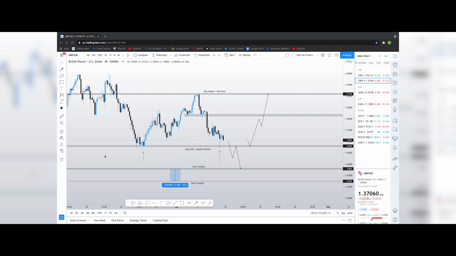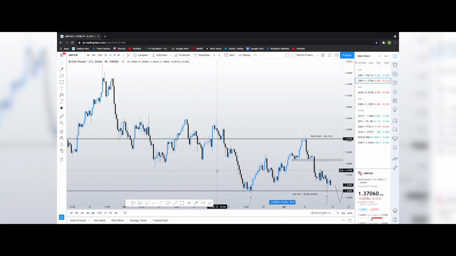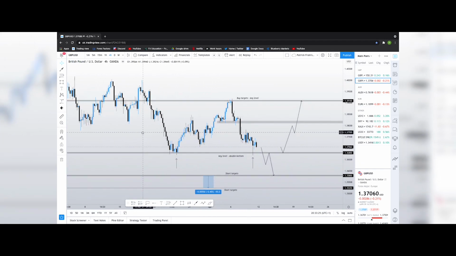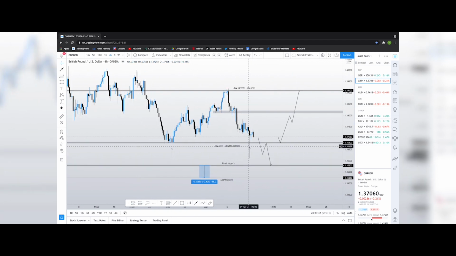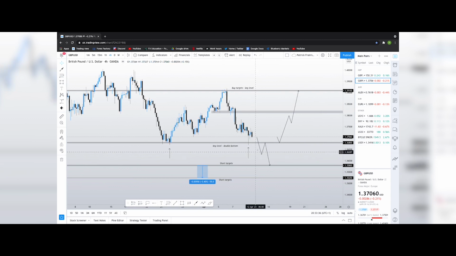Next pair, guys, GBP/USD, looking at the 4 hourly time frame. As you can see, we are on a downtrend, making lower lows and lower highs. We are at a level of support here, which has been tested here and also here, and we have had a long wick rejection, also rejecting this level here.